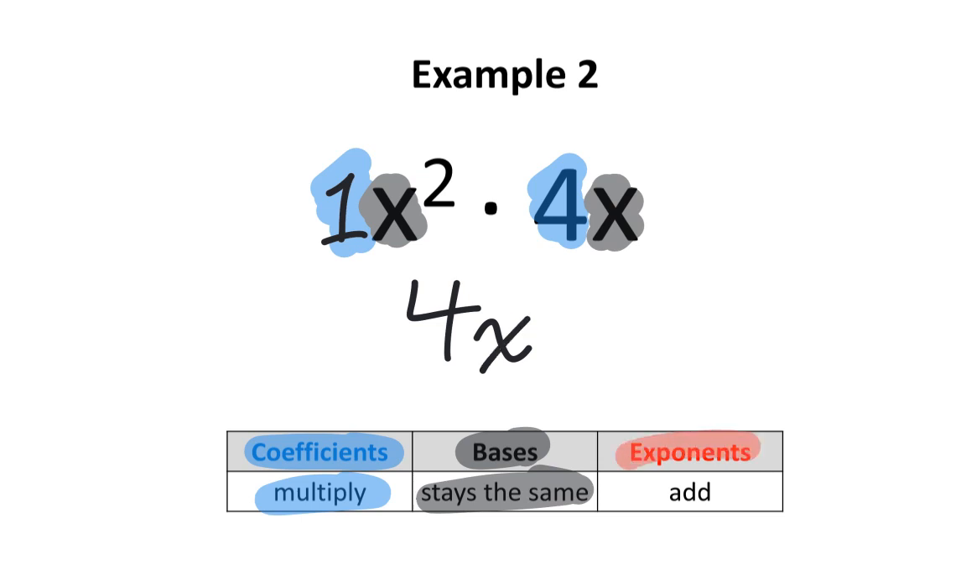Last, we want to take a look at exponents. The first term contains an exponent of 2, while the second term contains no exponent. If there is no exponent, that just means there is a hidden 1. We want to add exponents. Therefore, 2 plus 1 gives you 3. Therefore, x to the power of 2 multiplied by 4x simplifies to 4x to the power of 3.